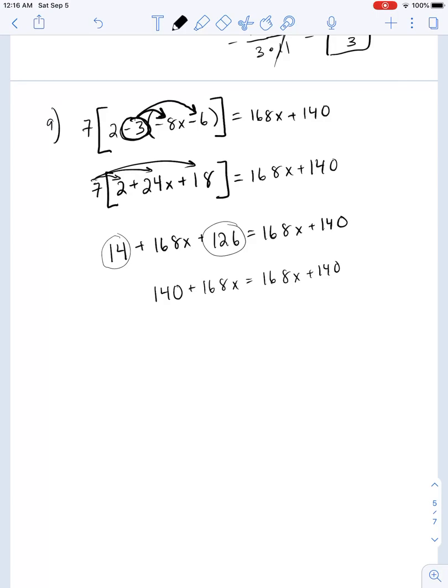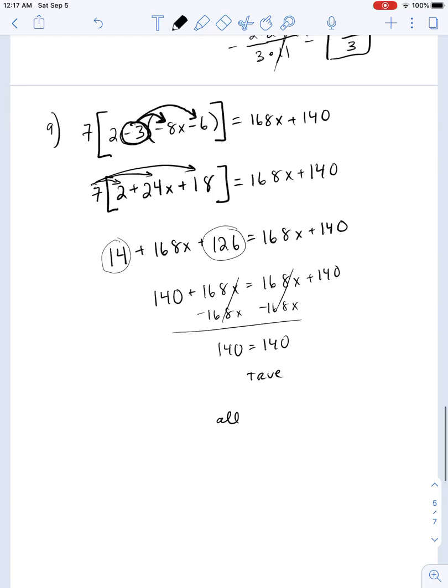We have x's on both sides. Well, we subtract, and they're both the same, right? So it doesn't matter which one we subtract. Cancels. We're left with 140. Look at that. Equals 140. Here we get a true statement. Again, because it's a true statement, it tells us that our solution is all real numbers.